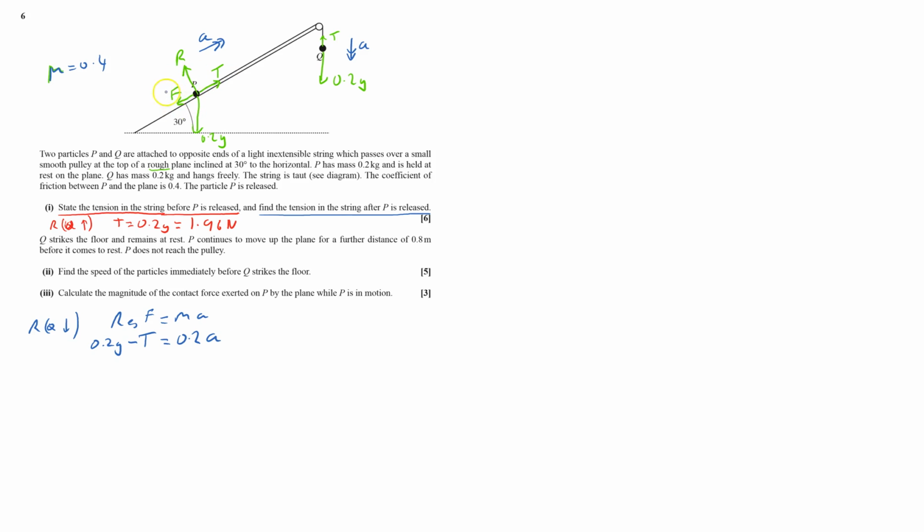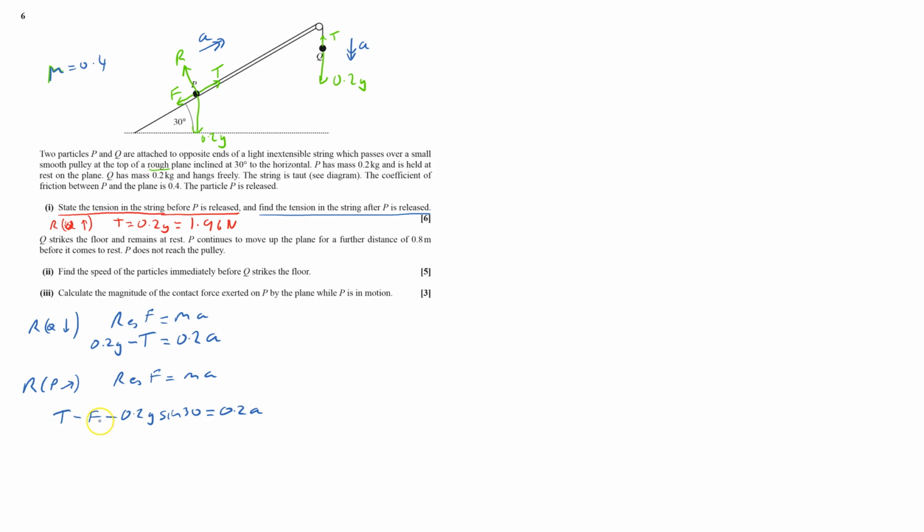And then I'm going to take the second one here. I'm going to resolve going up the slope in the direction of the acceleration. So I'm going to resolve P up the slope, so I'm showing what I'm doing. Resultant force equals mass times acceleration. What we've got going up is T, nothing else is going up the slope. I've got minus the F, and I'm going to find out what F is, and minus the 0.2 g sine 30. And that equals my mass, which is 0.2 also, times A.